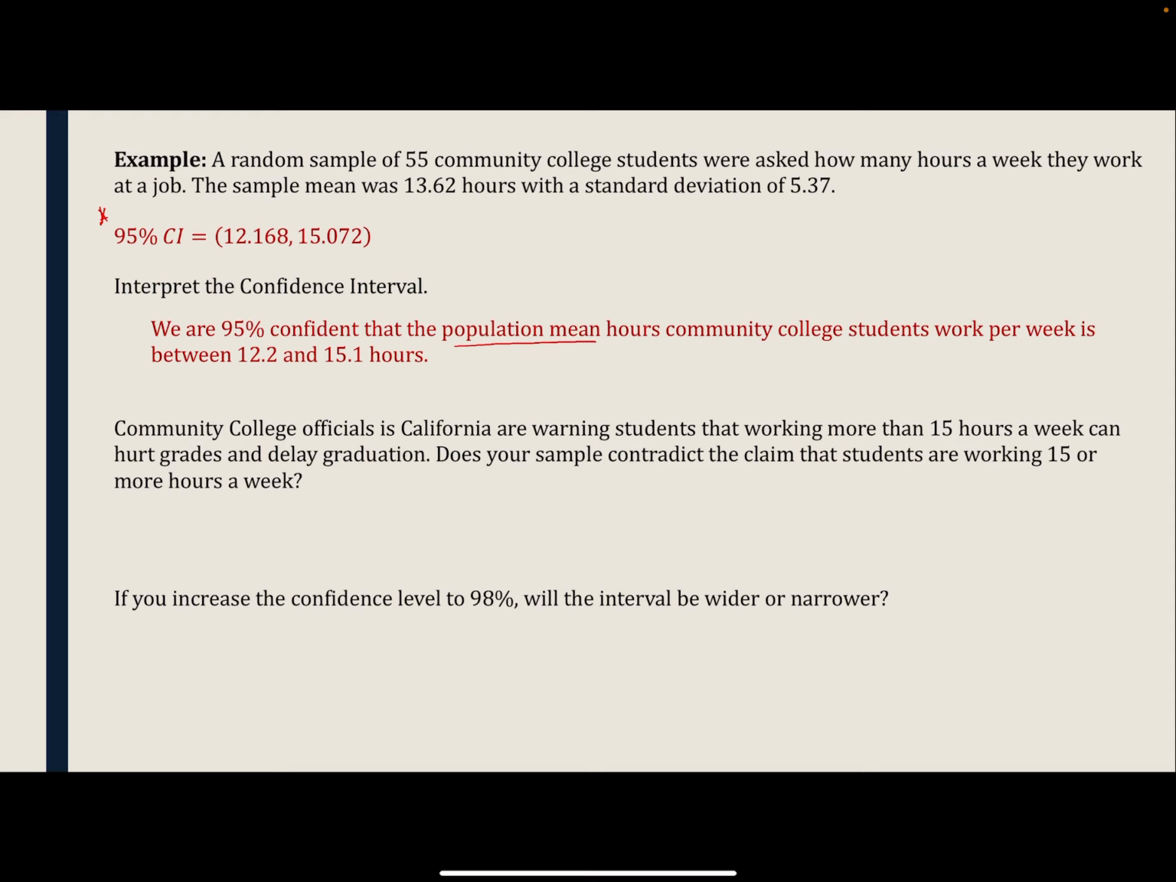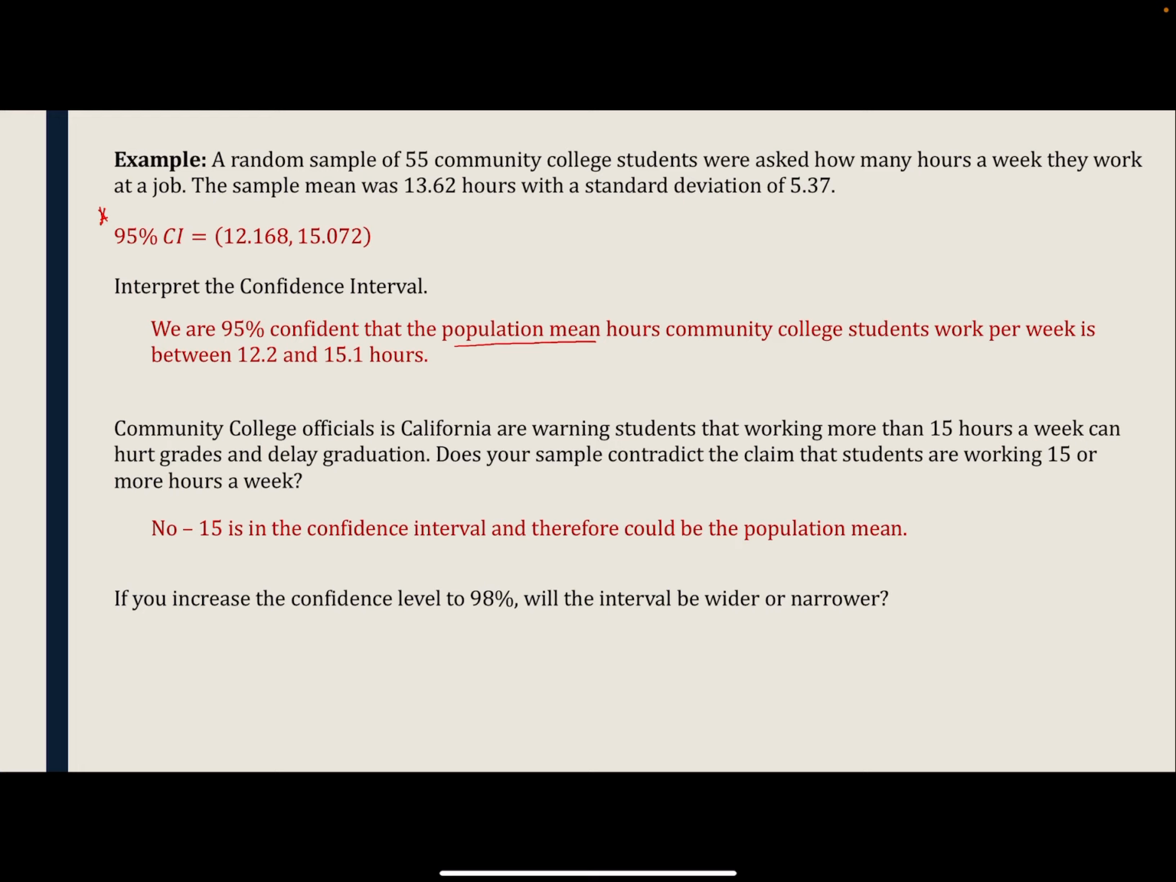It says community college officials in California are warning students that working more than 15 hours a week can hurt grades and delay graduation. Does your sample contradict the claim that students are working more than 15 hours a week? No, it doesn't, because that 15 and slightly more than that is within the interval. So be careful here. I know that most of the interval is below 15, but that does not matter. 15 or 15.1 could be the population mean, and therefore our interval does not contradict the claim that students are working 15 or more hours in a week.